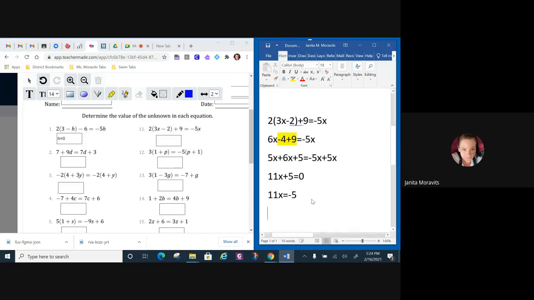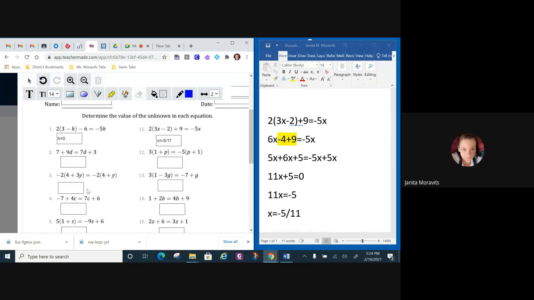All right, now we are multiplying times 11, so we're going to have to divide both sides by 11. Well, 11x divided by 11 just leaves us with x. And negative 5 divided by 11 just leaves us with negative 5 divided by 11. All right, so we're going to go right here and we're going to say x equals negative 5 divided by 11. You don't have to turn that into decimal form or anything else. You can put it in fraction form just like that.